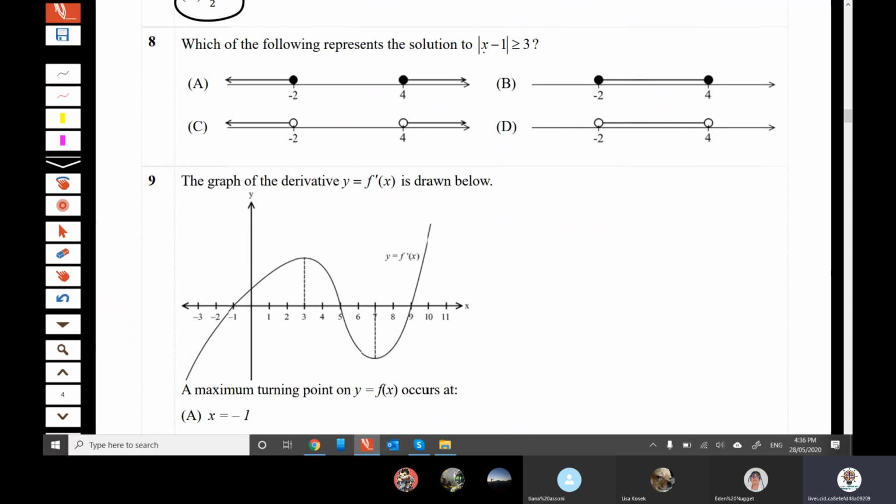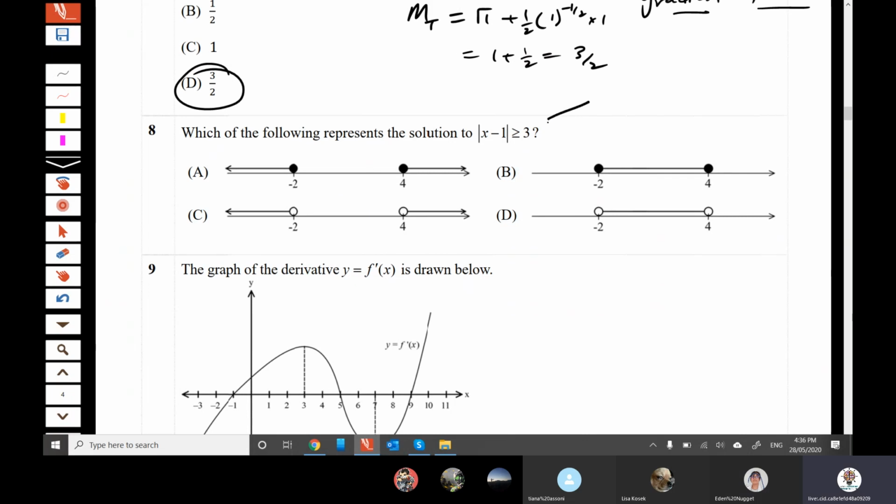Which of the following represents the solution to the absolute value of x minus 1 greater than or equal to 3? What do I do? Come on, what do I do? Quick. Make it x minus 1 and then make another one x plus 1. Oh, no, you're on the right idea. X minus 1, and this one can still be x minus 1 equals 3, and positive, negative 3? That's the idea.